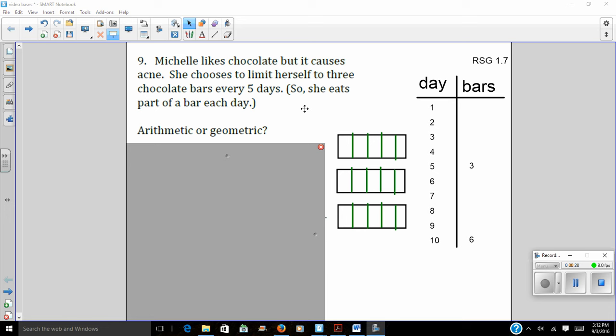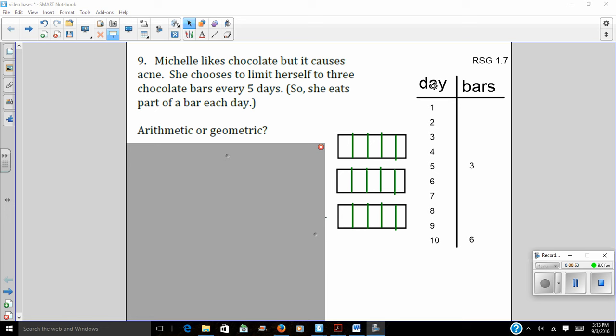It says Michelle likes chocolate, but it causes acne. She chooses to limit herself to 3 chocolate bars every 5 days. So she eats only part of a bar each day. And what I did, and you know me, I am a huge fan of how the table can help us keep organized. So I started by setting up a table here.